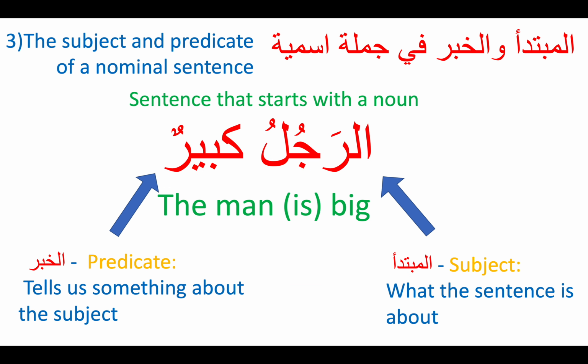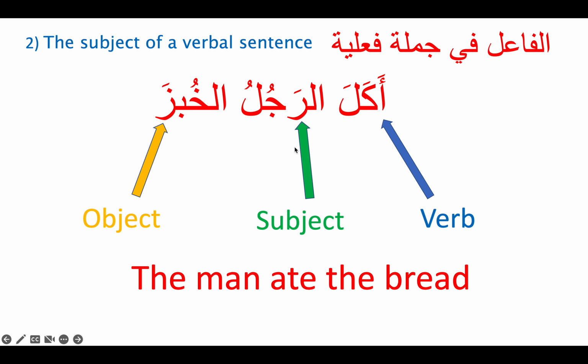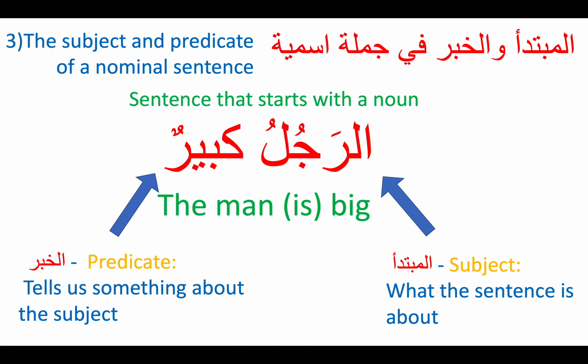Now, the final usage of the nominative case that we are going to see today is the المبتدأ والخبر في جملة اسمية. So this is the subject and predicate of a nominal sentence are in the nominative case. Now, what do we mean here? جملة اسمية, a nominal sentence. This is a sentence that starts with a noun, as opposed to a verbal sentence, which begins with a verb, as we just saw. So this begins with a noun.